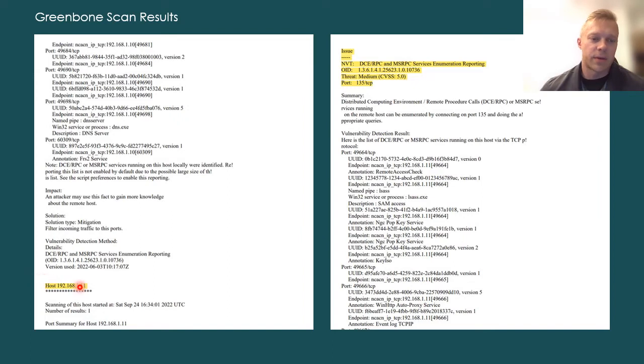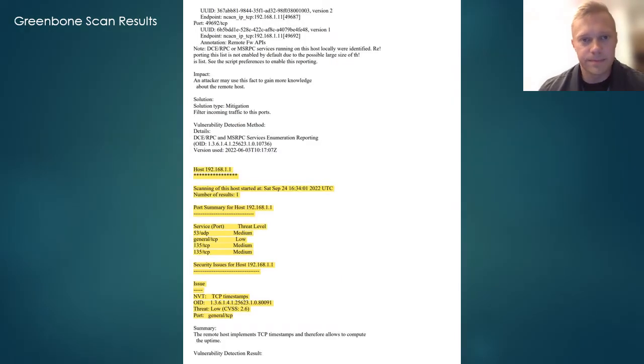Down here, we can see our Windows 10 IP, and we can see that we found an issue, this time with the TCP port. The summary of this is much longer when we talk about the actual vulnerability, but it does provide a solution for this one as well. And lastly, here we have the IP for the pfSense firewall. Now this one has a vulnerability on the TCP port, as we can see here, and it is TCP timestamping. Let's take a look at the summary for this one.